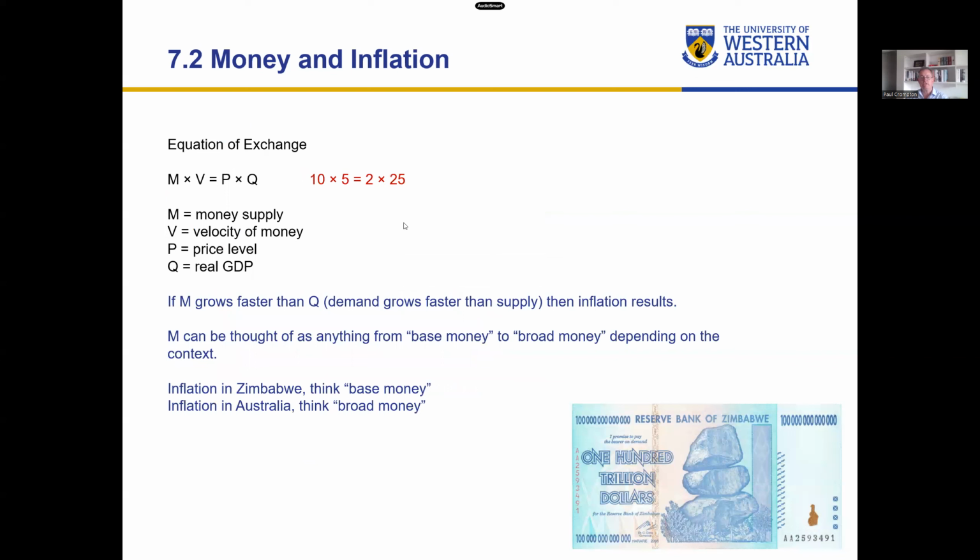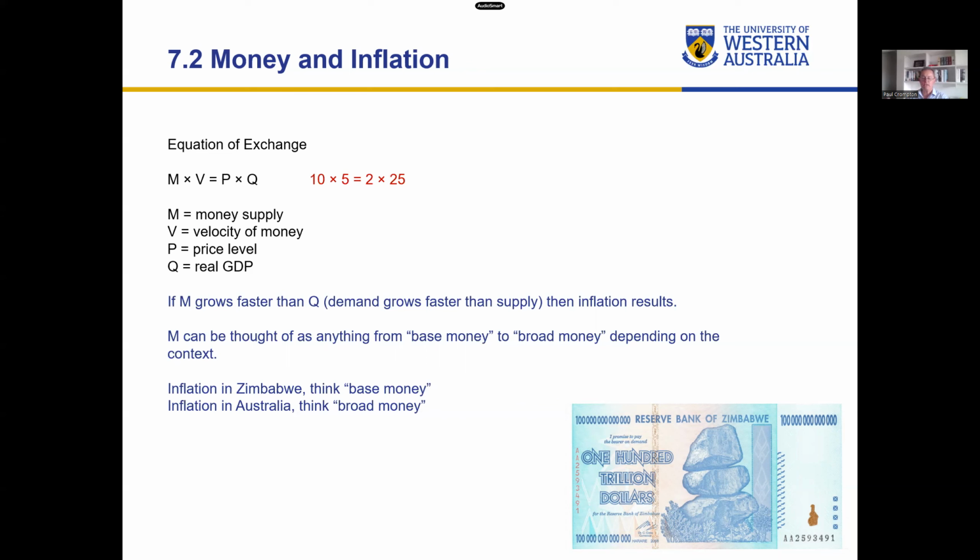So then what is the relationship between the money supply and the price level? Well, the way I like to think about it is through this equation of exchange. We've got the money supply times the velocity of money equals the price level times the quantity of output produced. Now, I know I've got Q equaling real GDP there. That's technically correct. P is the price level, so P times Q is nominal GDP.